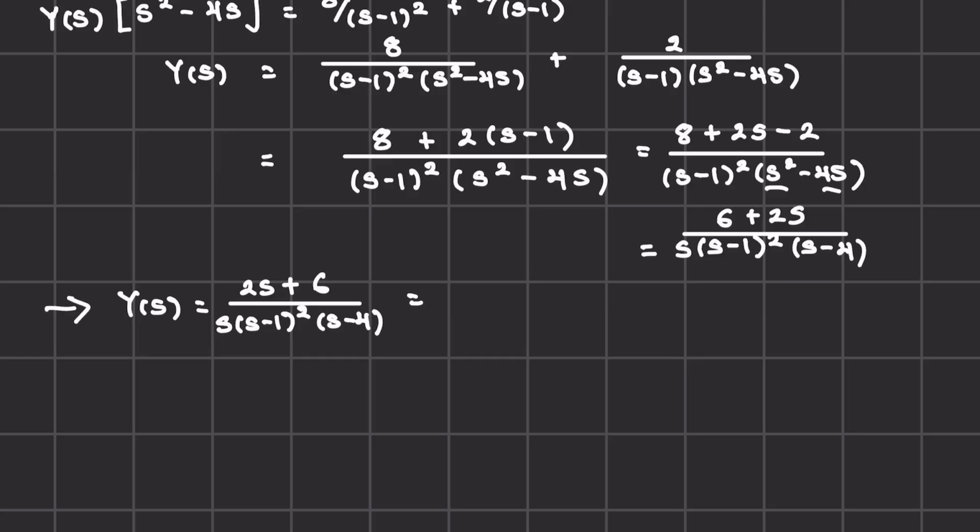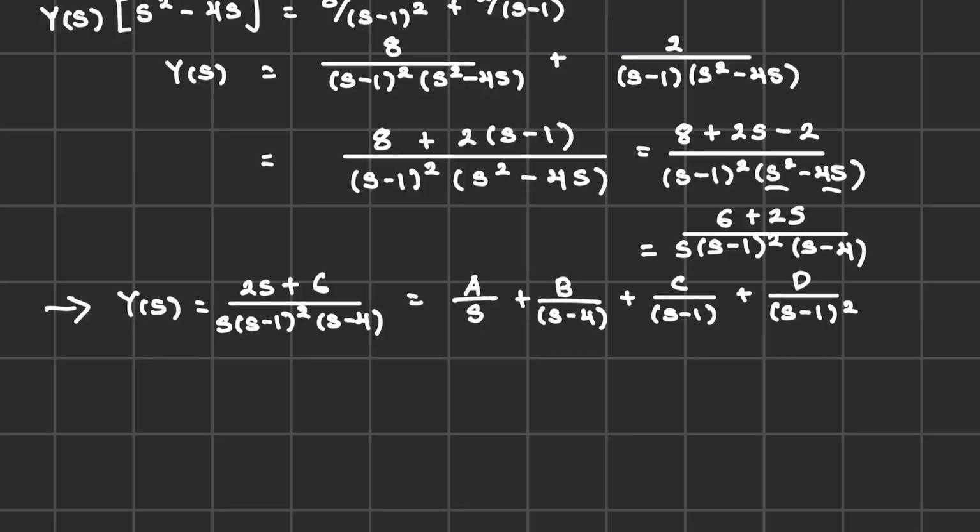taking the partial fraction of this one, so we have A over s. That's the first one. The second one, we have B over s minus 4. Our third term will be C over s minus 1, and our last term, which is D, is going to be over s minus 1 squared. Now, after this, we need to cross multiply everything.